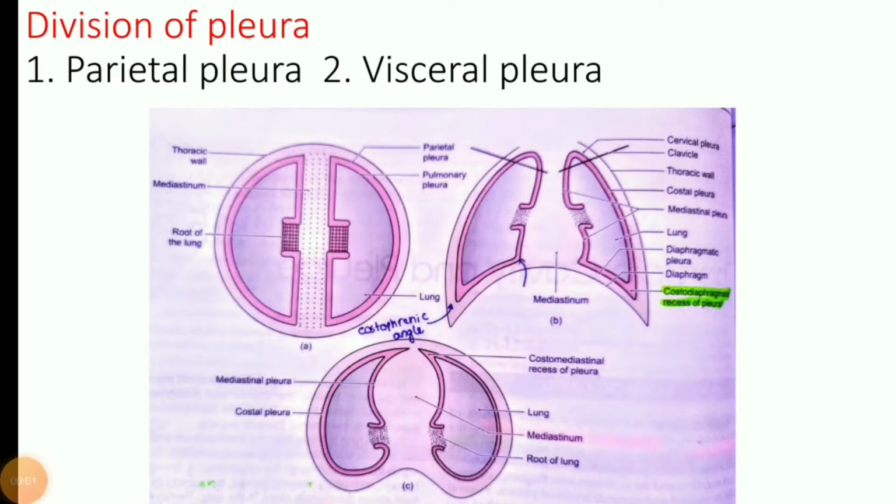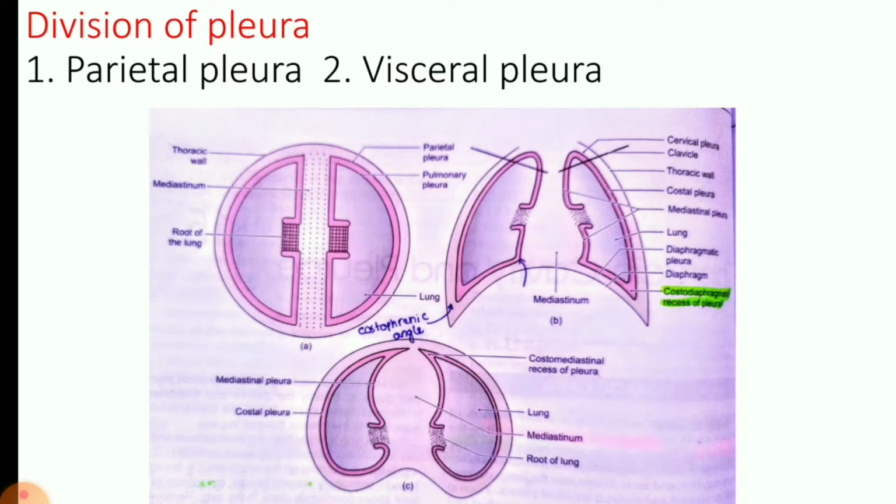Now we come to the division of pleura. As you see, pleura is divided into parietal pleura and visceral pleura. As the name suggests, parietal pleura is present on the outside. As we know, parietal means it is present relatively outside or on the periphery. On the other hand, visceral means it is associated with the viscera or adherent to the viscera.